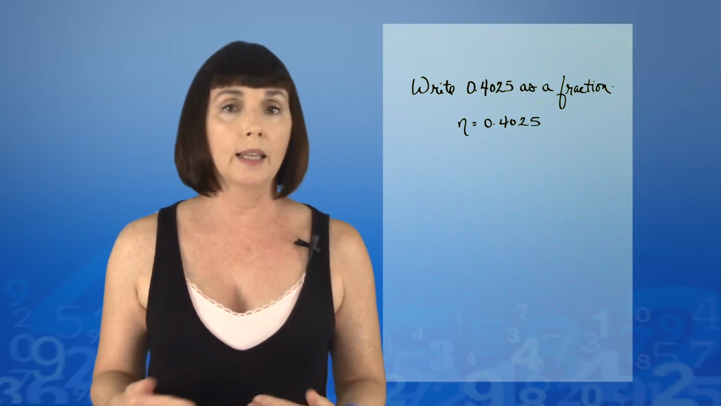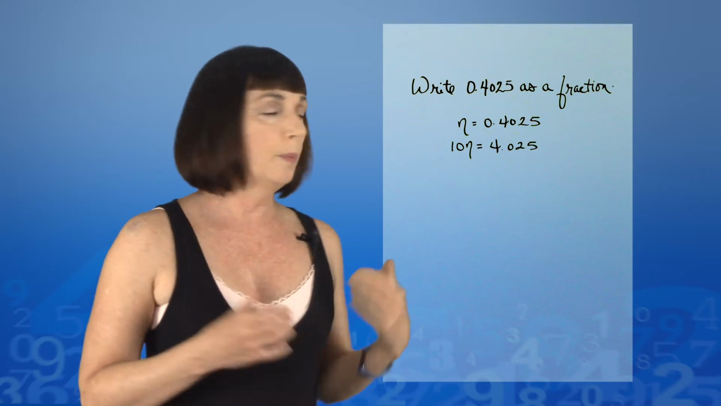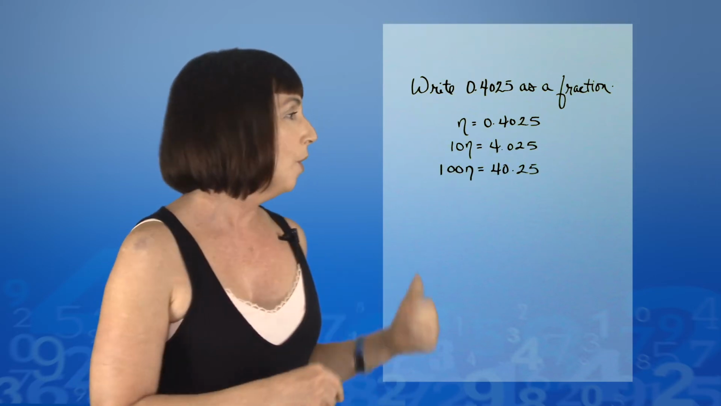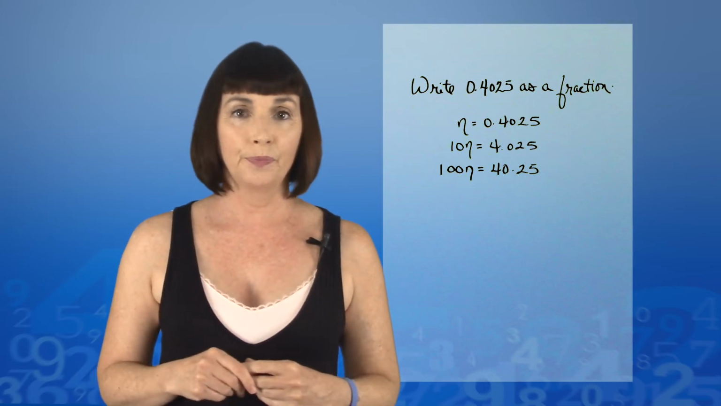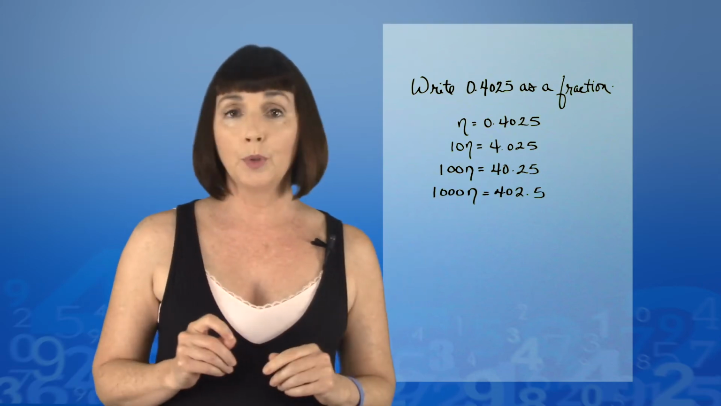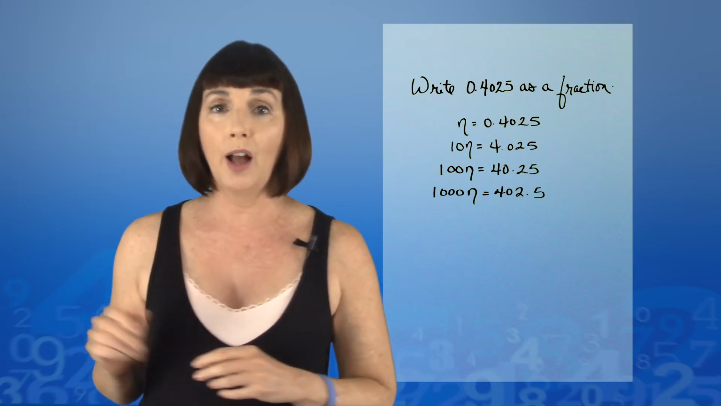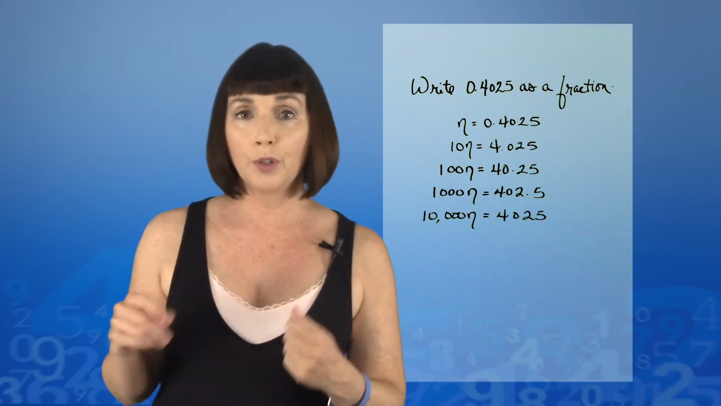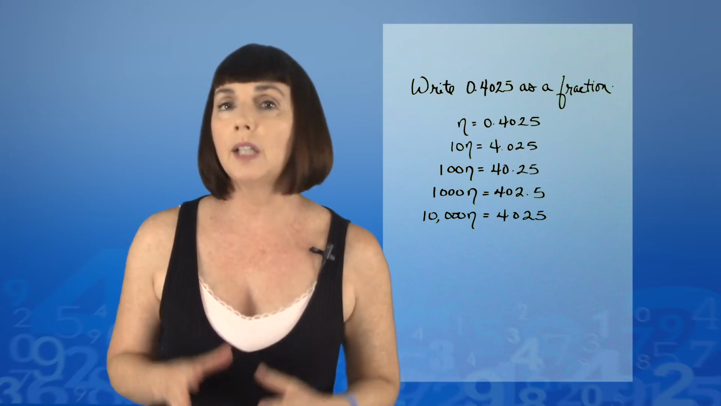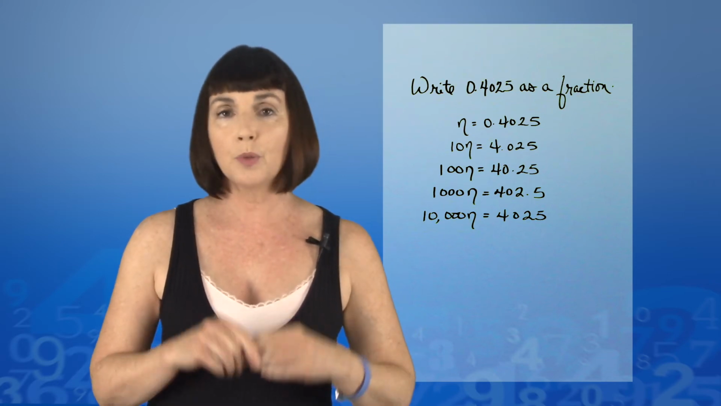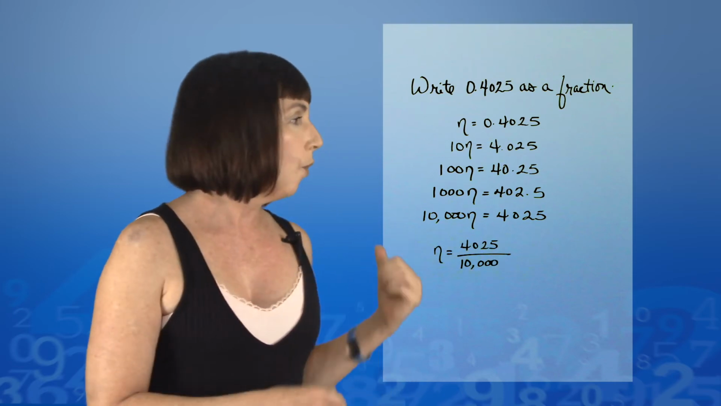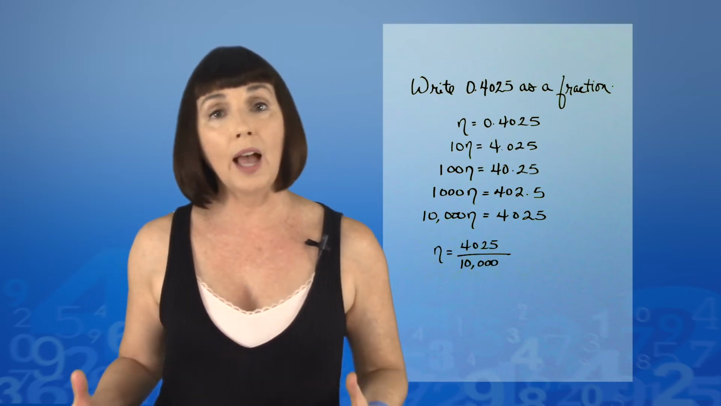So 10n is equal to 4.025. 100n is equal to 40.25. 1000n is equal to 402.5. 10,000n is equal to 4025. I'm out of decimal values here, and that's what I want. So n is equal to 4025 over 10,000.